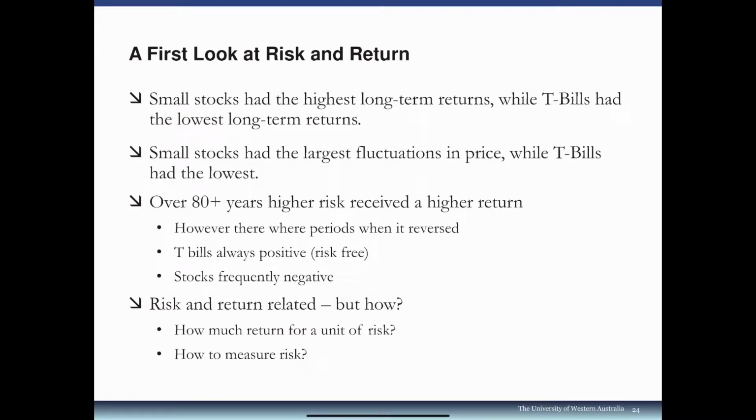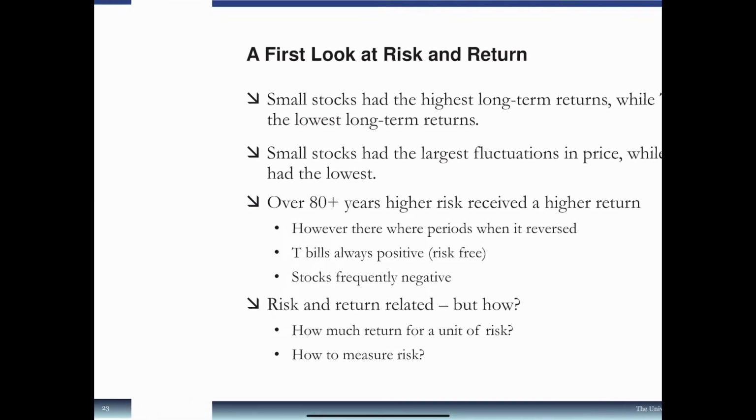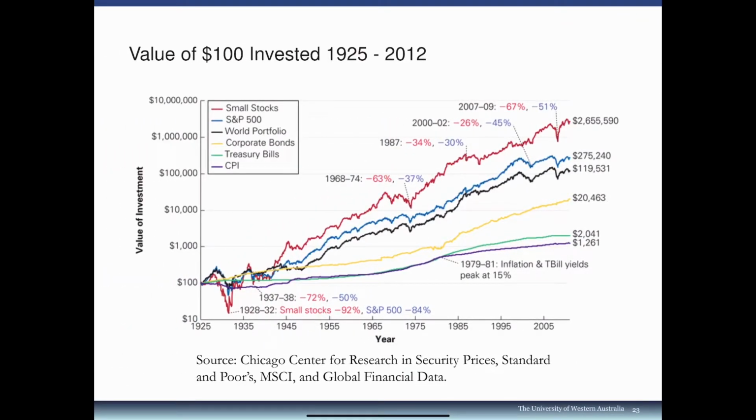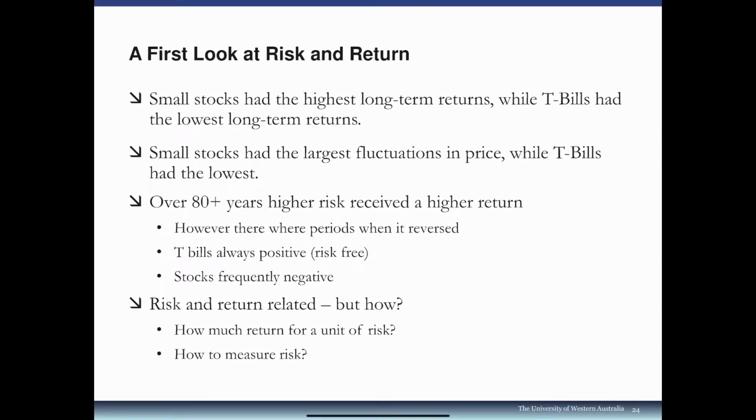The summary is given in the next slide. Here we see that small stocks had the highest long-term returns, while T-bills had the lowest long-term returns among all the risky investments. Small stocks had the largest fluctuations in price, while T-bills had the lowest, apart from CPI. CPI here really isn't an actual investment. And so over 80 plus years, we see that high risk receives a high return.